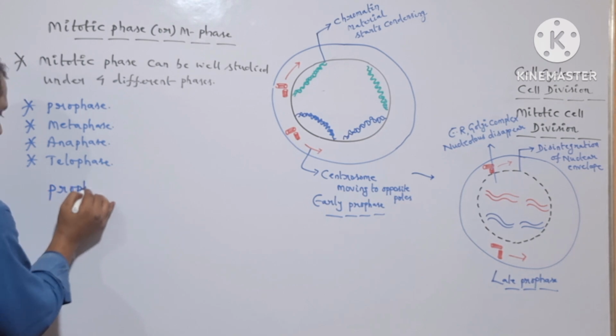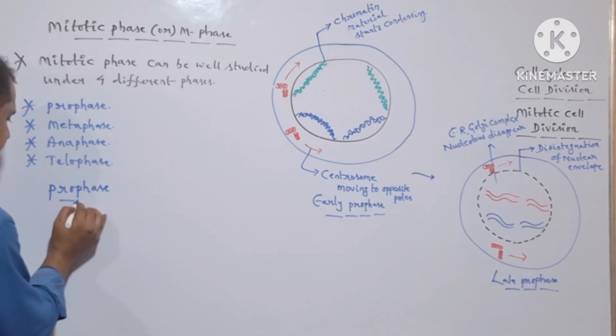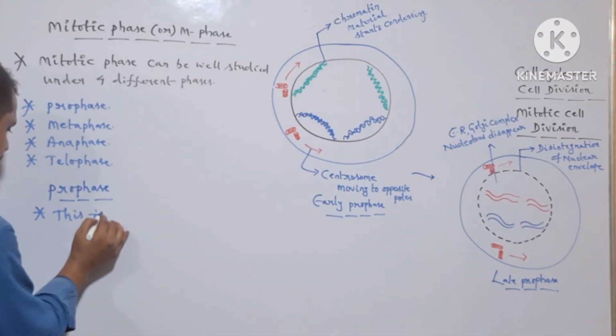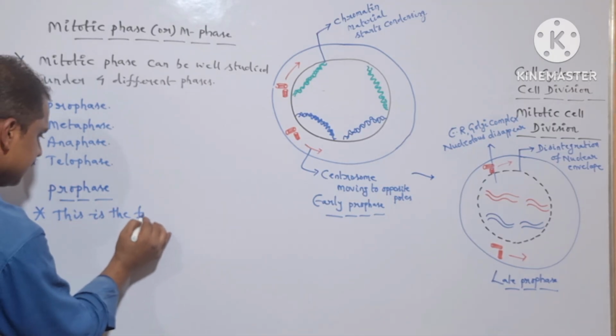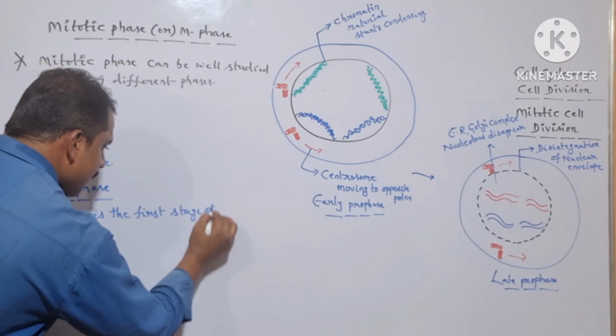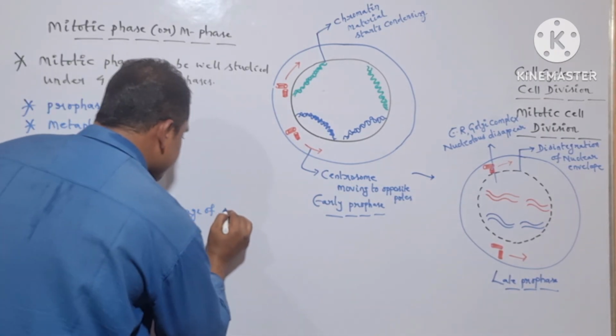Prophase, this is the first stage of karyokinesis.